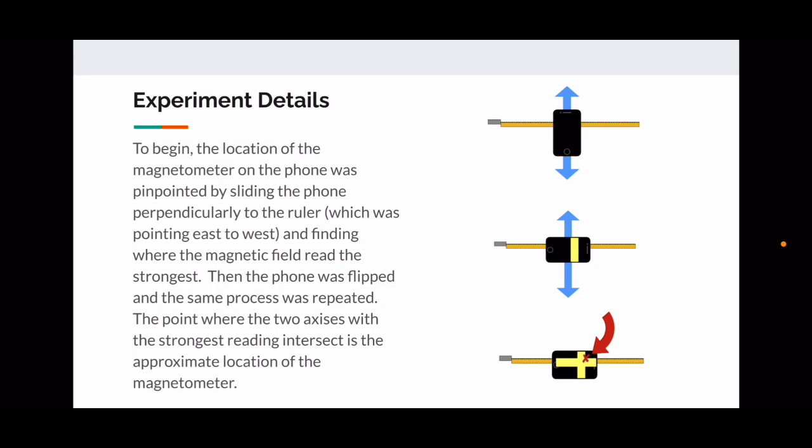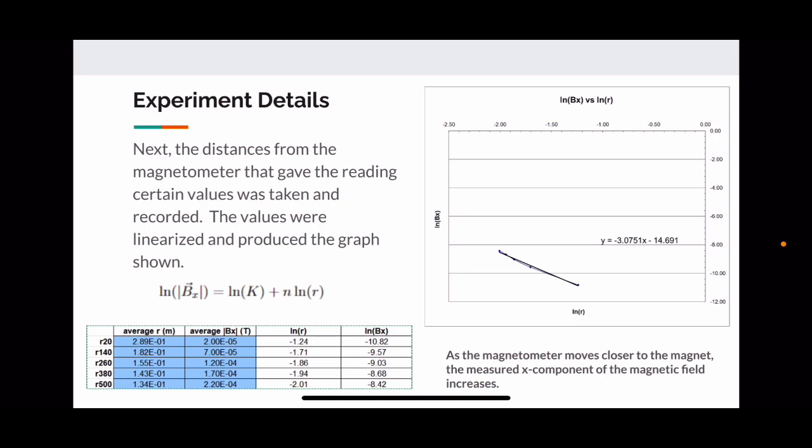So now we have two pieces of tape, and where those pieces of tape cross is the approximate location of where the magnetometer is on the phone, and we can use that location to get a better reading for further measurements. For the main part of the experiment, we set up the bar magnet and phone on axis with each other. And then as we brought the phone closer to the bar magnet, the magnetic field readings from the magnetometer increased, and then vice versa.